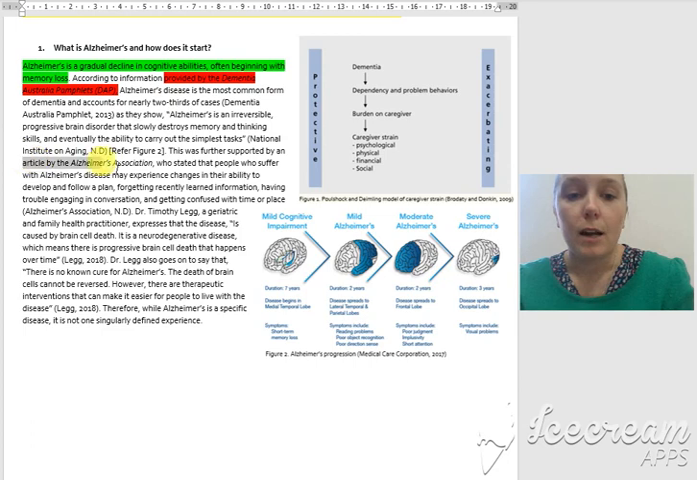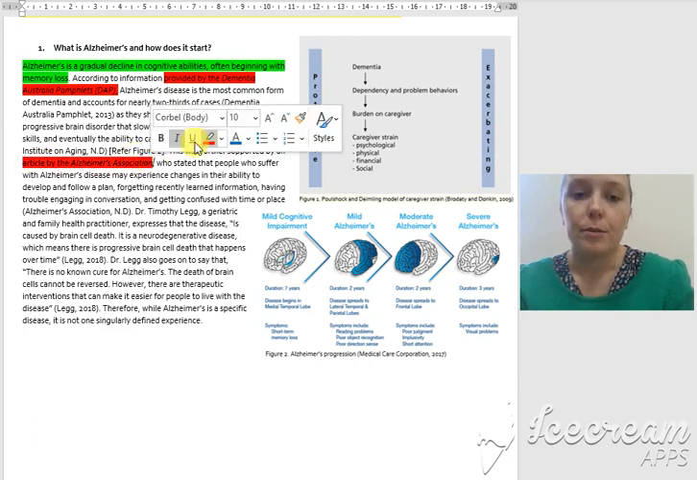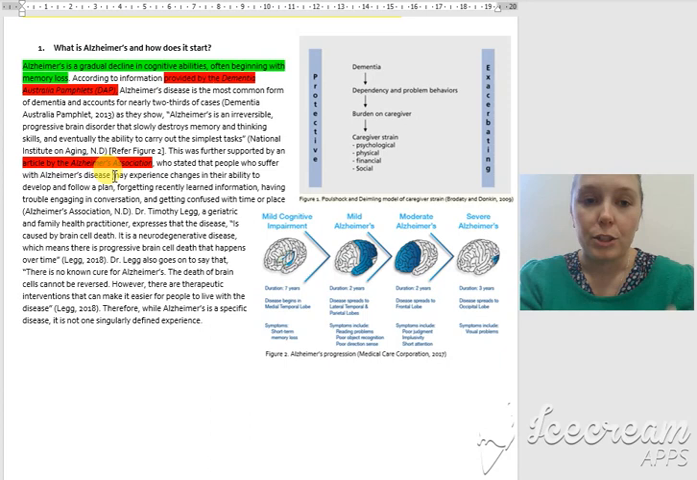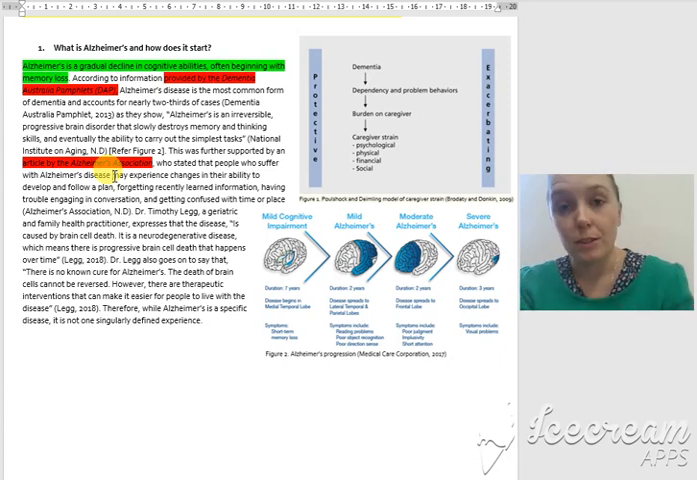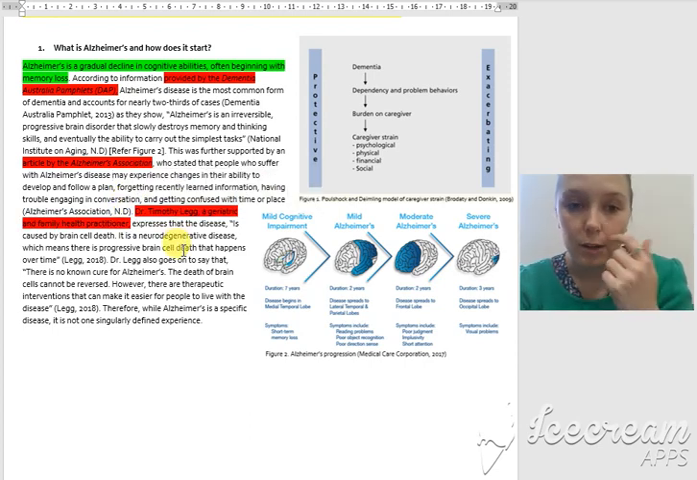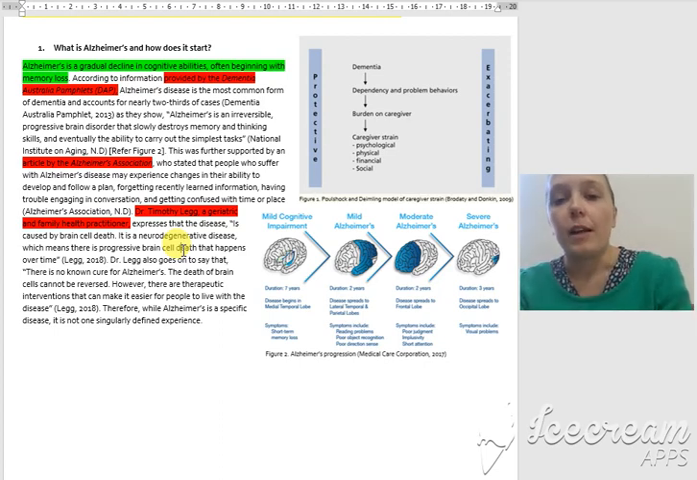We then have an article by the Alzheimer's Association. So again, I'm looking at that source and I'm going, the student is defining Alzheimer's and they've got someone from dementia and someone from Alzheimer's and they're big associations. It looks pretty legit. We then have another resource, Dr. Timothy Legg, a geriatric and family health practitioner. So if this student had just said Dr. Timothy Legg, I would be like, yep, they're pretty legit. They're a doctor. They probably know what they're doing.